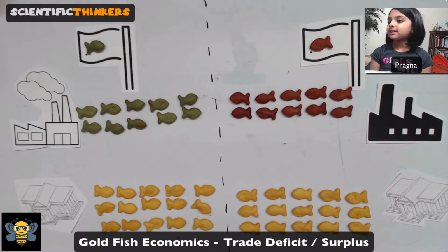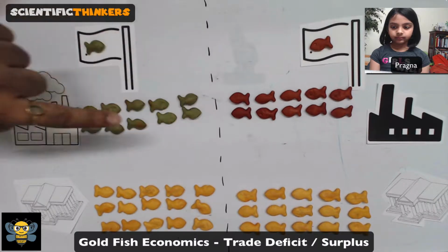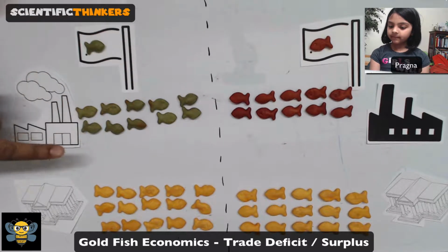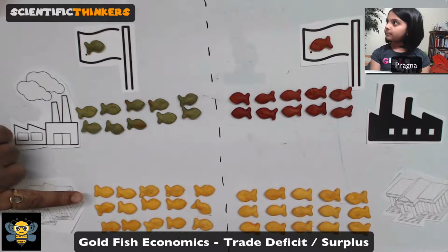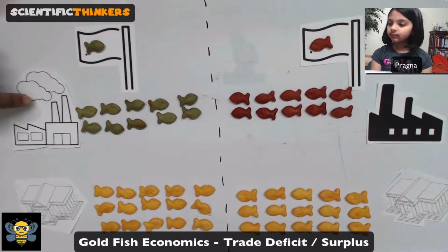About trade deficit. Trade deficit and goldfish. How can you talk about trade deficit with goldfish? So, we have two countries. We have a green goldfish nation and a red goldfish nation, right? And we have red products, green products, and goldfish currencies. It's the money in goldfish, and these are banks, and these are factories.